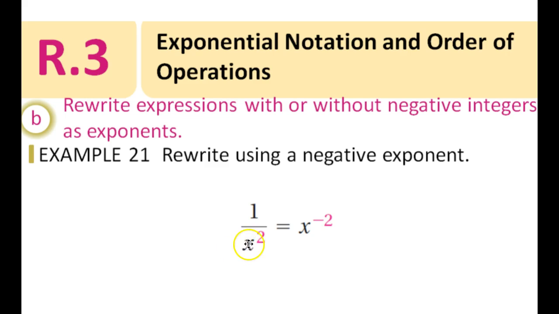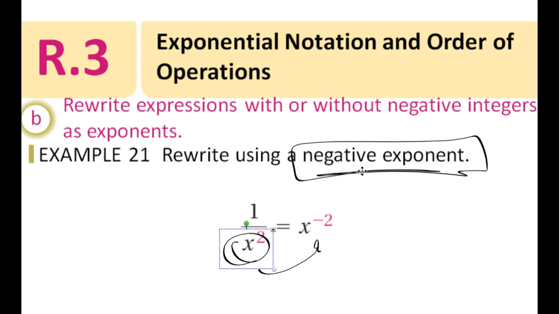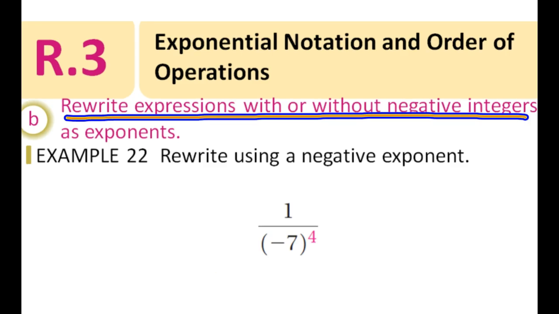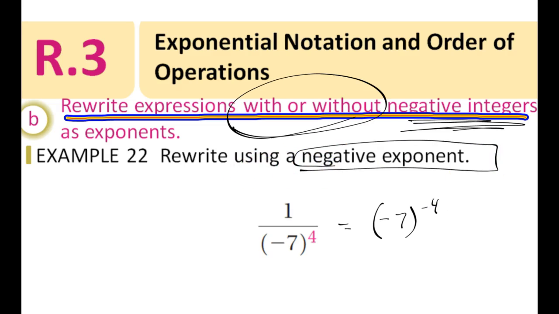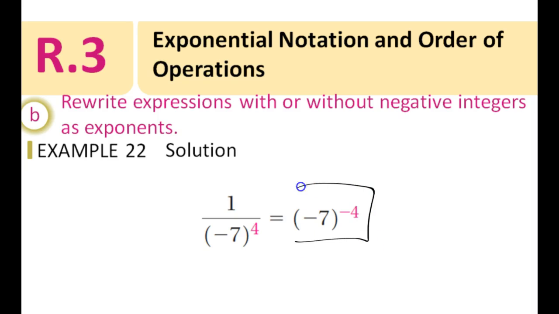So again, if it's in the denominator with a positive, you could write it as a negative exponent, but I'm telling you, I don't like negative exponents. We usually, 99% of the time, unless the directions say so, leave all answers with positive exponents. This also says use with or without negative integers. Well, we've got a negative integer here, so I'm just going to leave this -7 to the -4th. It says rewrite using a negative exponent, which I'm not a big fan of, but that's what the directions say. So there's the answer.